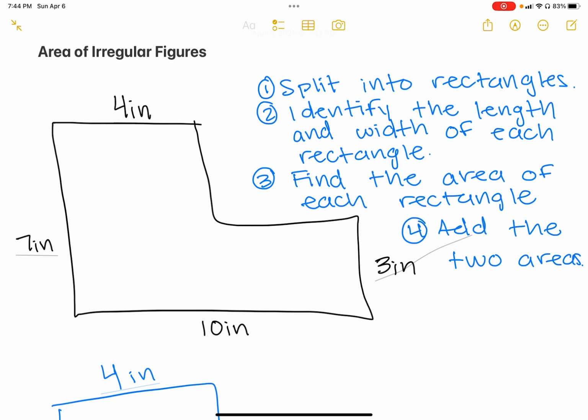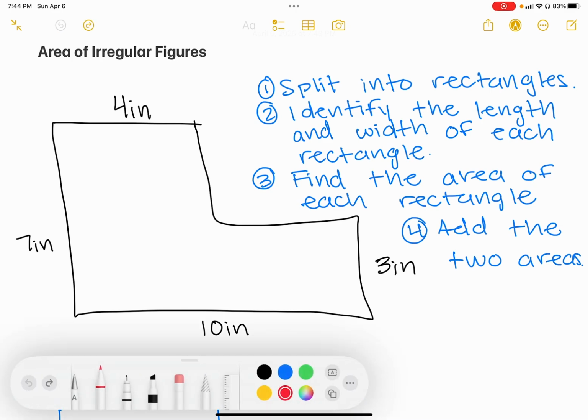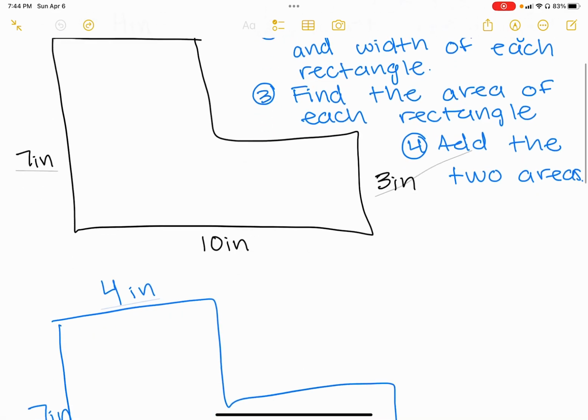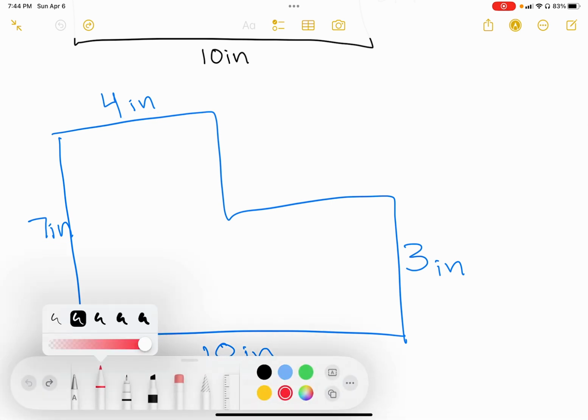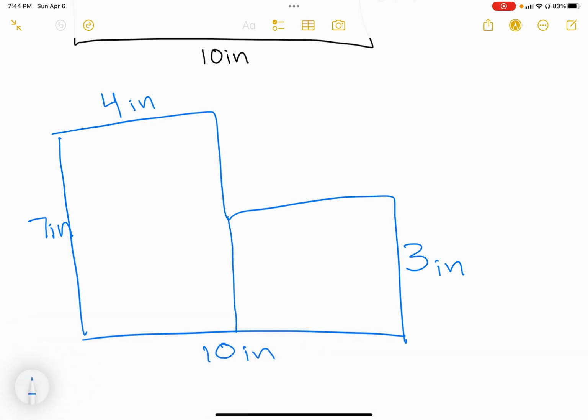So there's almost always more than one way to split these shapes up. So we're going to look at the two different ways to do it. I encourage you to pause the video and try to solve this on your own. Now, this blue one, I'm going to split this way. Okay, so I've now split the shape into two rectangles. I'm going to call this one rectangle A, and I'm going to call this one rectangle B.